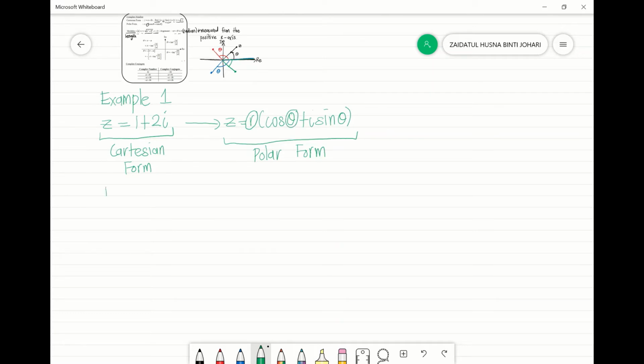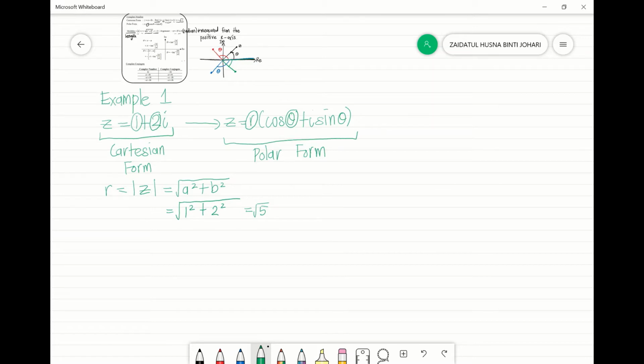Again, r is the modulus of the complex number, and we have a formula, and the formula is fixed. It's the square root of a squared plus b squared. Here a is the real part of the complex number and b is the imaginary part. You just get the values and substitute into the formula. So it's the square root of 1 squared plus 2 squared. 1 squared is 1, 2 squared is 4, so 1 plus 4 is 5. So the answer will be the square root of 5. That is our modulus.